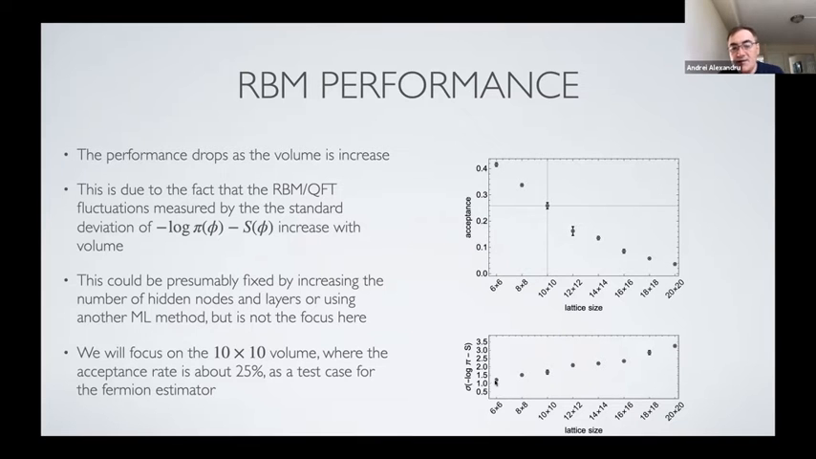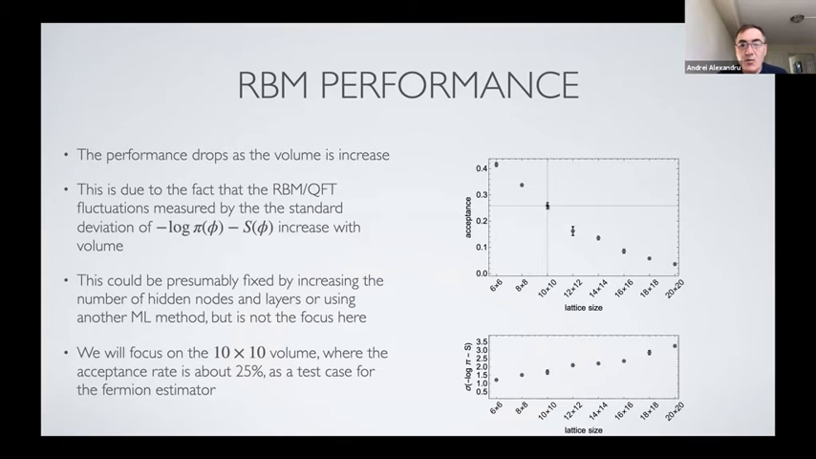So while the increase in variance between the machine learning, the RBM, and the QFT is not large, going from a 6 by 6 to a 20 by 20 is about a factor of 10 in the volume, whereas this grows from a little bit over 1 to a little bit over 3. The acceptance probability drops very quickly. So for a practical machine, we need to implement an RBM that is better at keeping these things under control on large volume. But again, the focus here will be on the fermionic part of the action.